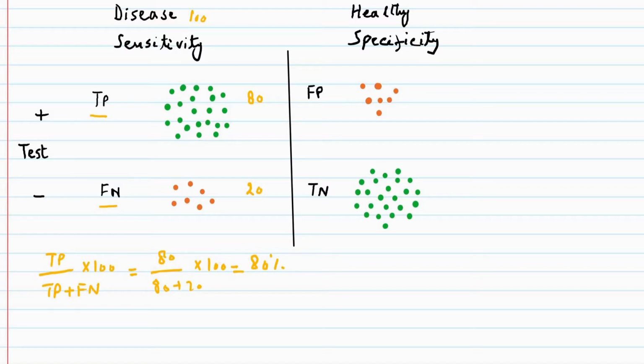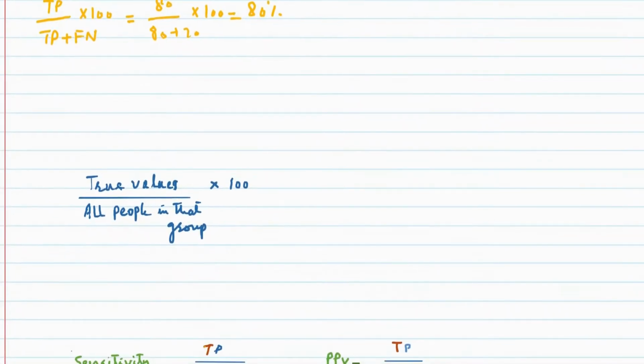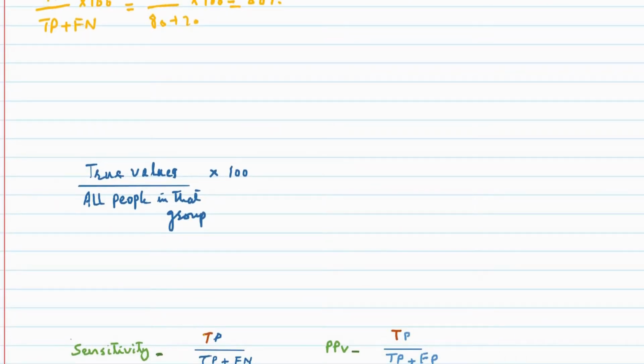Before we proceed further, let's see that the overall formula for calculation of all these test characteristics is similar. It's true values divided by all people in that group and multiplying it with 100 gives us results in percentage. All these characteristics are percentage of true results in that group.